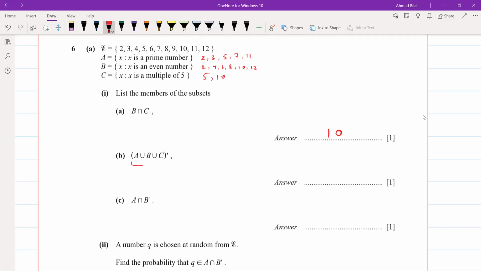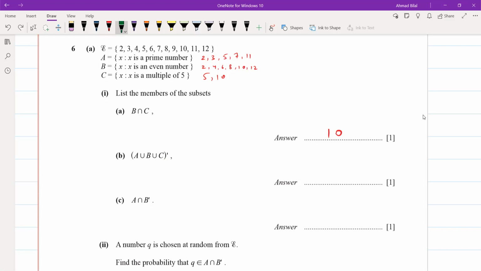अच्छा, फिर वो कह रहे हैं A union B union C a complement. Okay, what does that mean? A, B और C को combine कर दें. इन सबको combine कर दें. अब इनके बाहर कौन से एलिमेंट्स हैं? That's what they're saying, right? A, B, C को कंबाइन कर दिया.